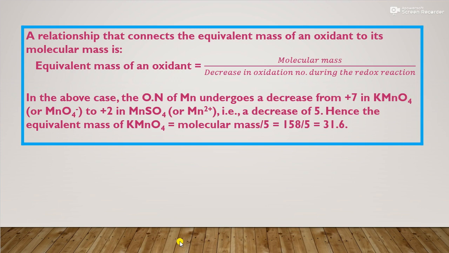So a relationship that connects the equivalent mass of an oxidant to its molecular mass is: equivalent mass of an oxidant equals molecular mass divided by decrease in oxidation number during the redox reaction. Okay. So in the above two cases we have seen this type of redox reaction and how to calculate the equivalent mass of an oxidant.